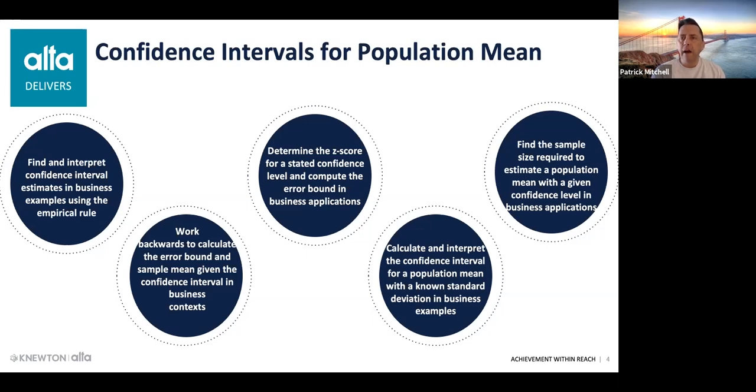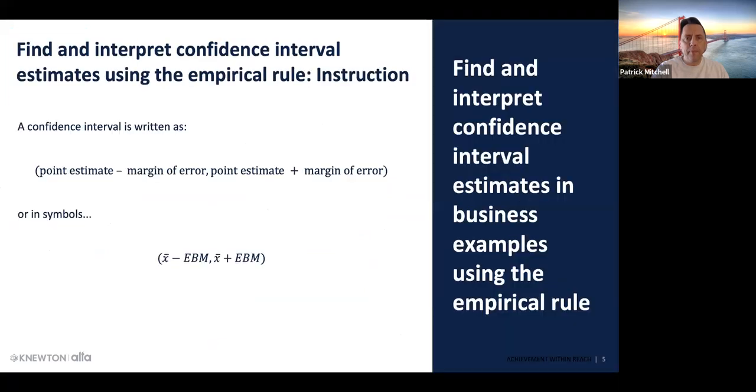And then finally, find the sample size required to estimate a population mean with a given confidence level in business applications. So before we get into this, the idea behind a confidence interval is that you're trying to estimate the population mean. And later we'll talk about estimating a population proportion. So you want to estimate the population mean, and the best way to do that is to collect a sample and calculate the mean of that sample.